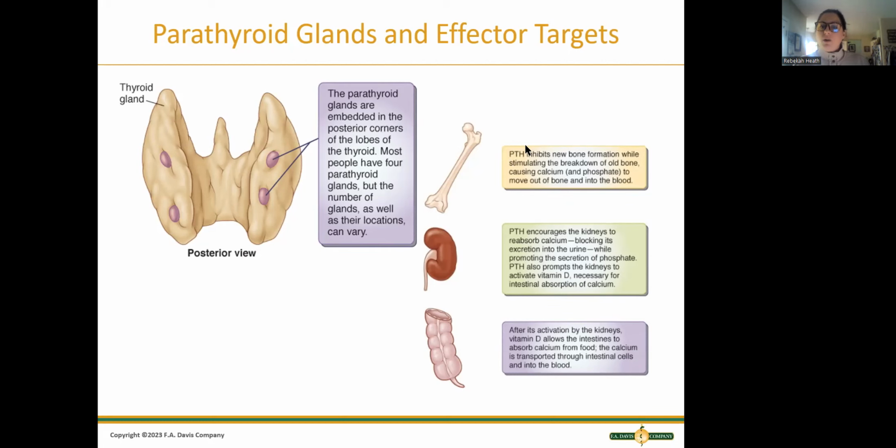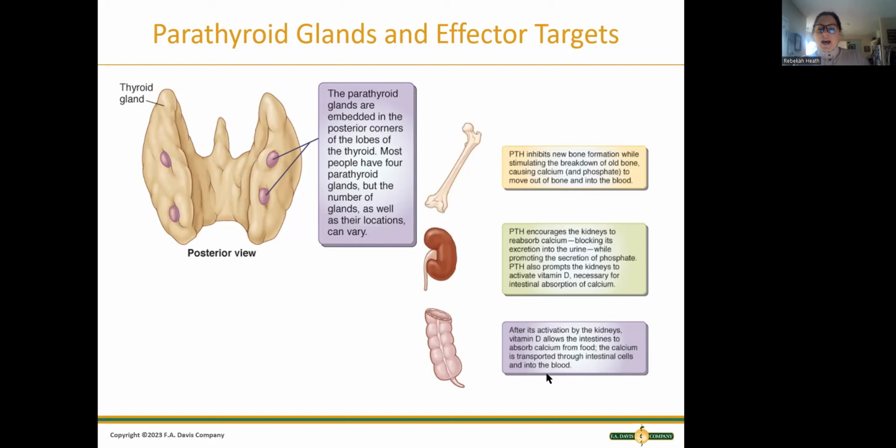It stimulates new bone formation and the breakdown of old bone. So it increases the calcium in the blood, essentially. It also encourages the kidneys to reabsorb calcium, right? Sending that message, hey, I need more calcium here. And it blocks the excretion in the urine. It also helps to promote the excretion of phosphate, which we talked about last week. A lot of our renal patients have issues with building up phosphate in their system.